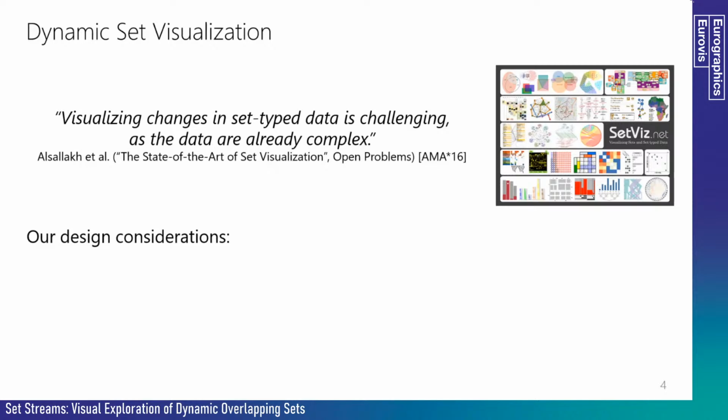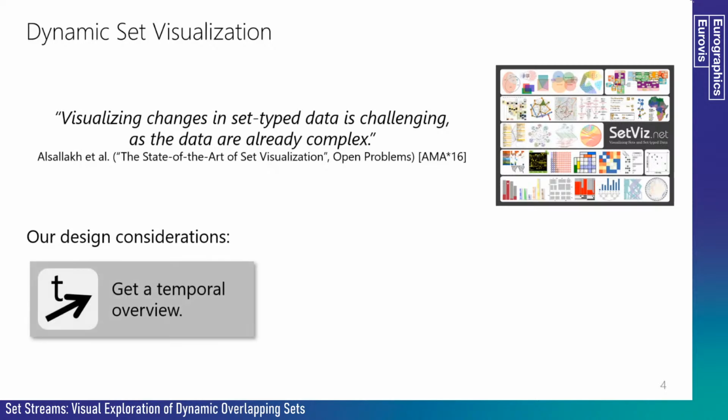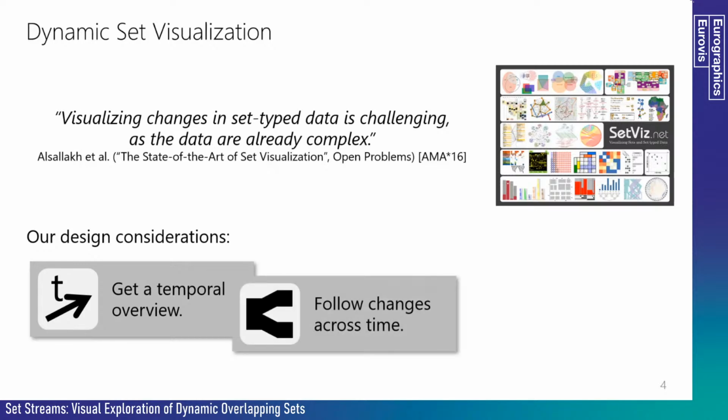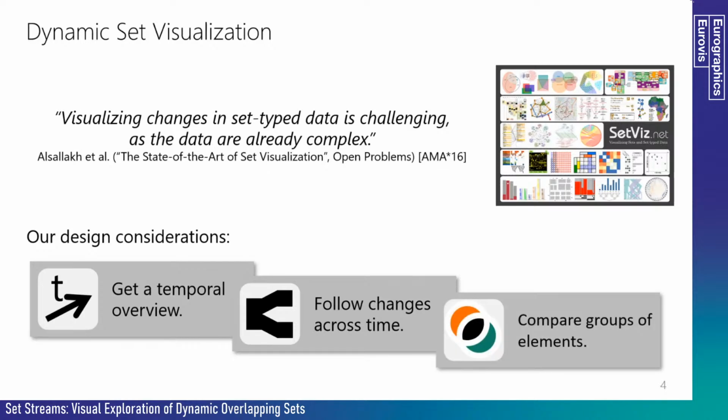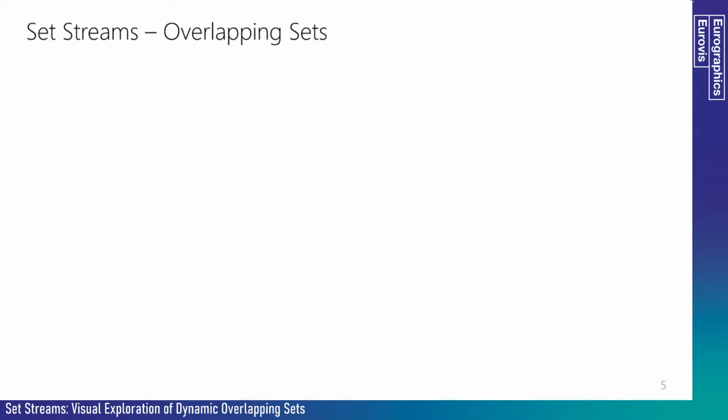Our considerations for designing an approach like this were the following. We want to provide an overview across all temporal changes. For this, we need a timeline representation. Changes should be easy to follow. Streams provide a basis for this. In addition, we want to compare subgroups of elements and which temporal changes they undergo. The approach we suggest is called SAC Streams.